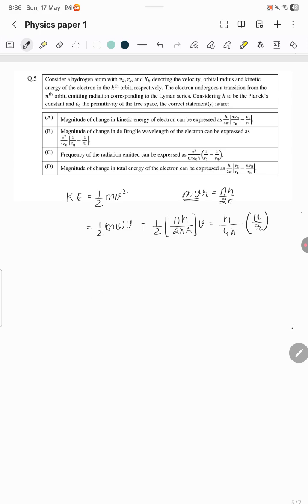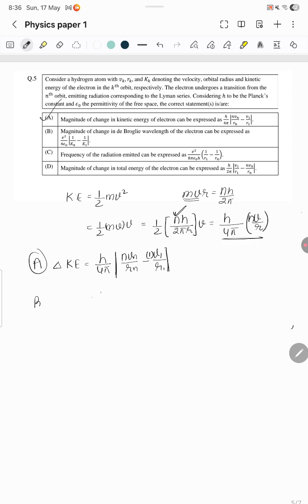So if I apply this formula, I will get the change in kinetic energy. I can take h upon 4 pi common, and I am putting mod anyway, so I can do initial minus final or final minus initial, it doesn't matter. And there is a mistake here, there is an n term also here. So nh upon 4 pi. Filling this value, I'll get n vn divided by rn minus v1 divided by r1, and n value is 1 again. So that is option number A, correct?